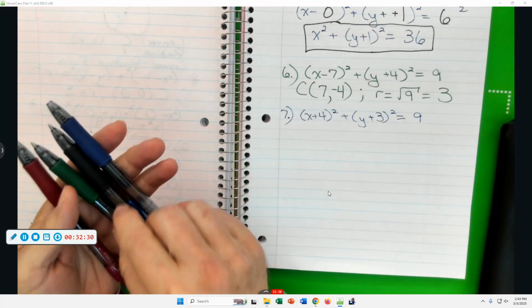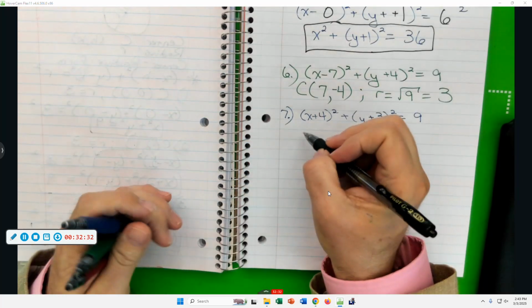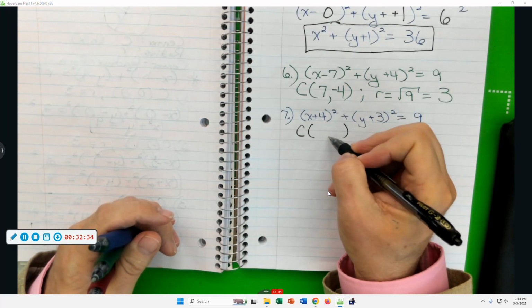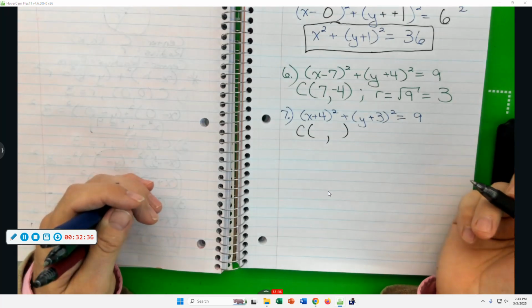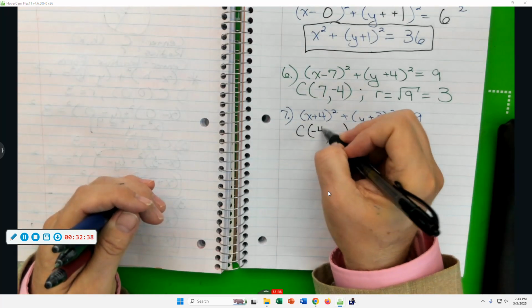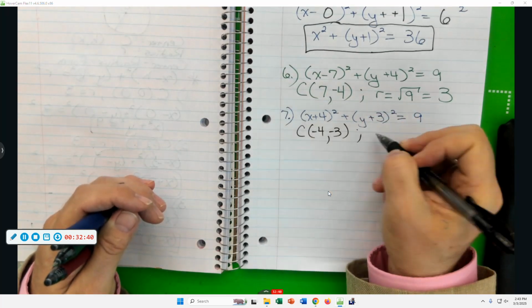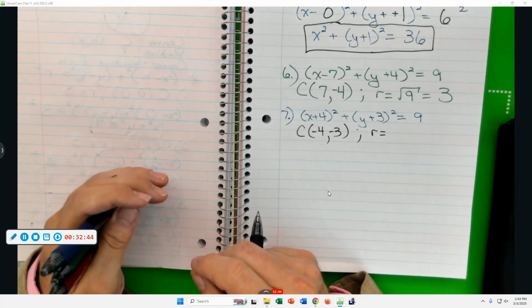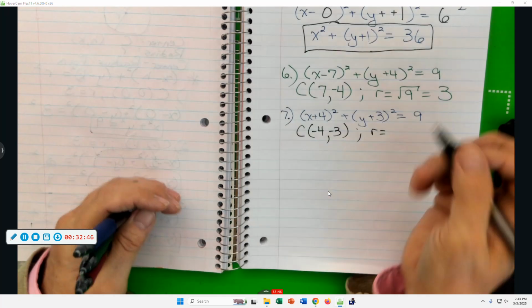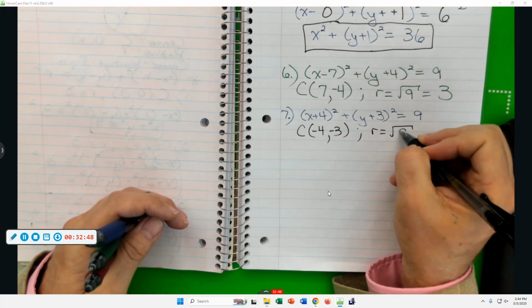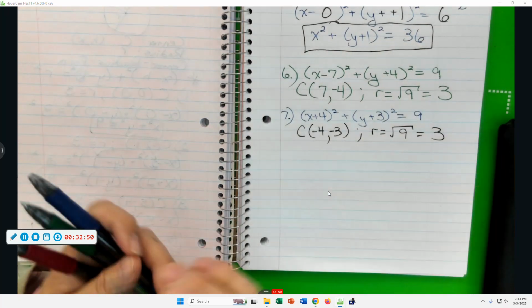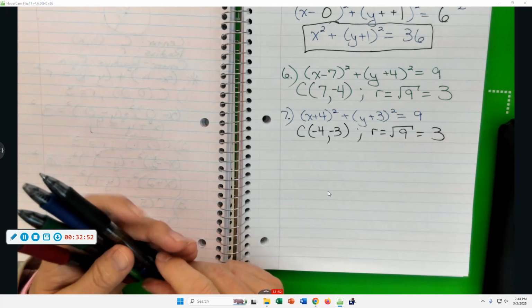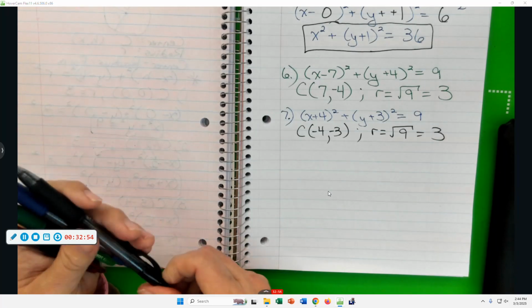What's the center? I'm not saying anything. I'm waiting. -4, -3, I agree. Radius, you take the square root of 9. So the radius is 3 also, and hopefully it's clear why we're doing that.